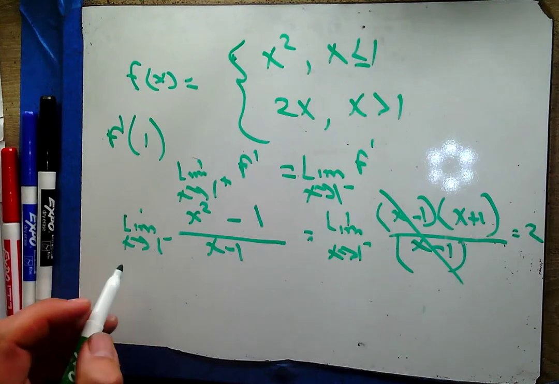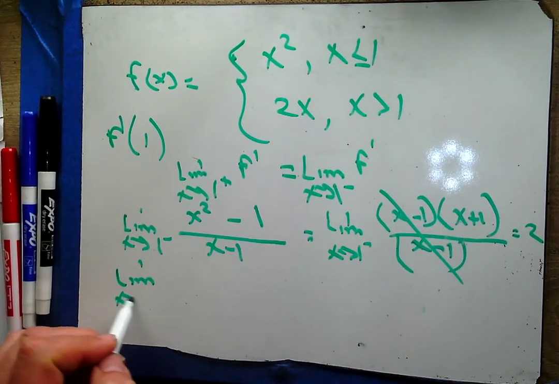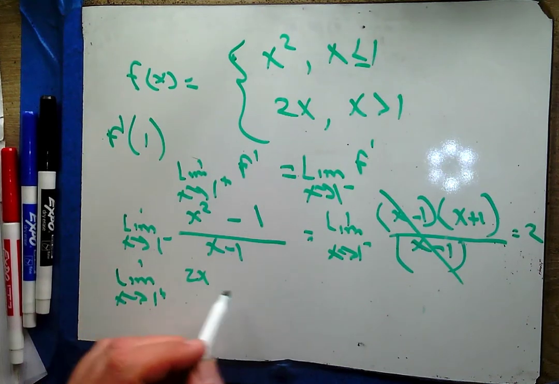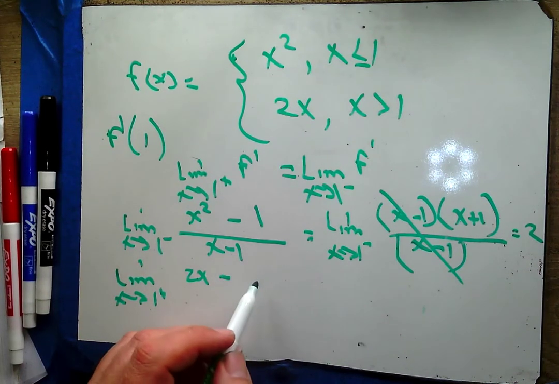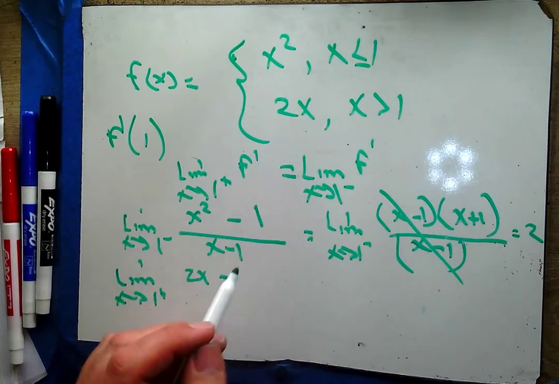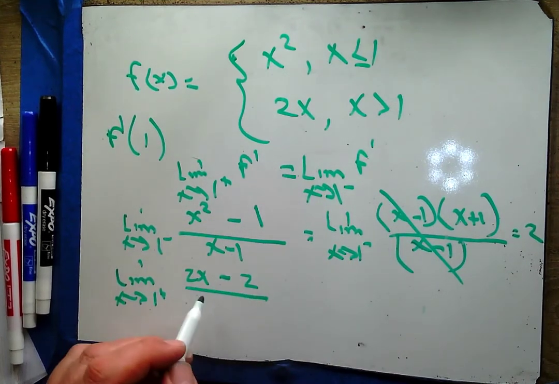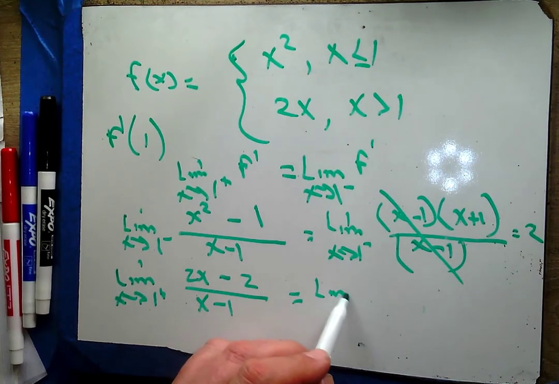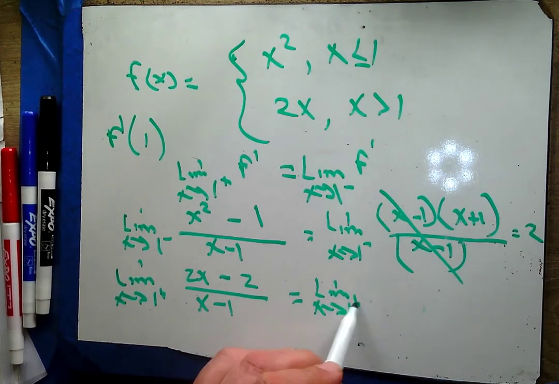Well, what about the slope on the other side? What about the limit as x approaches 1 from the positive side? Well, f of x minus f of 1, I plug a 1 in there and I get 2 over x minus 1. And so now I've got the limit as x approaches 1 from the positive side.